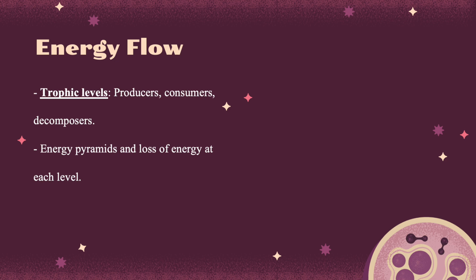Decomposers, like fungi and bacteria, break down dead organisms, returning nutrients to the soil. Without them, ecosystems would collapse under the weight of organic waste. Food chains show linear energy flow, but food webs illustrate the complex interconnections among food chains.